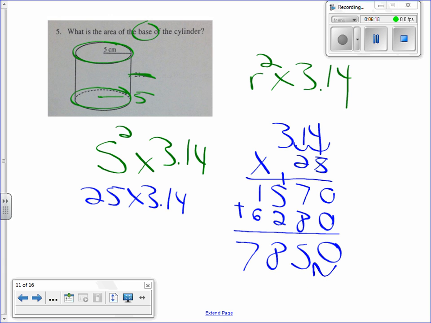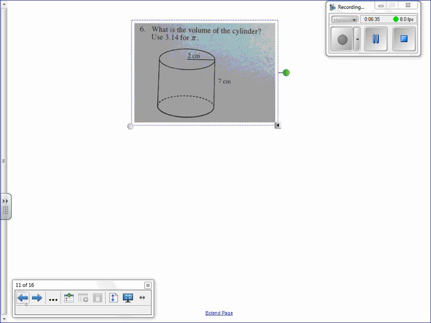Move the decimals. Move the decimals. The area of the base is 78 and 5 tenths, 50 hundredths. Centimeters squared with this area. Next problem.